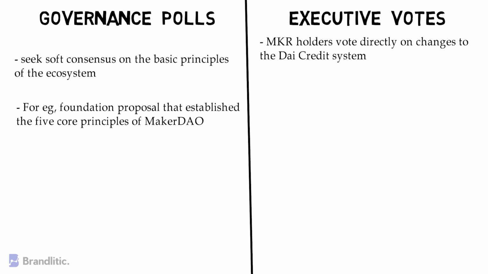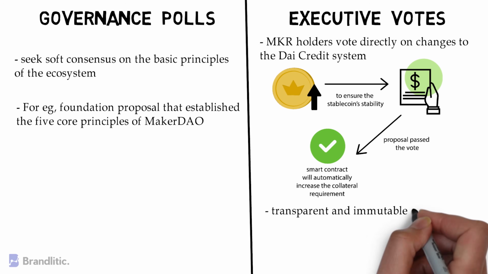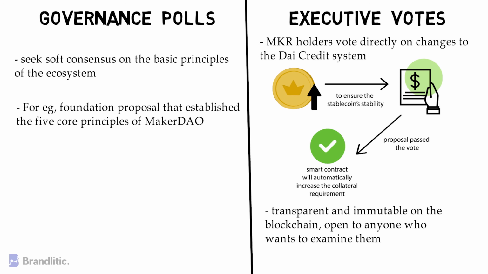For example, if some shareholders decide that they want to increase the collateral required to borrow DAI to ensure the stablecoin's stability, they simply put forward a proposal, and if the proposal passes the vote, the smart contract will automatically increase the collateral requirement. The beauty here is that the whole process is automated and no corruption is possible, as the rules of governance are transparent and immutable on the blockchain, open to anyone who wants to examine them.